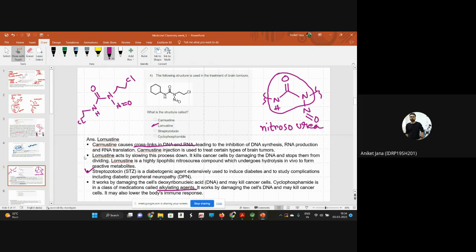And our desired one, this structure, is lomustine. It acts by slowing this process down. It kills cancer cells by damaging the DNA and stops them from dividing. Lomustine is a highly lipophilic nitrosourea compound which undergoes hydrolysis in vivo to form reactive metabolites. Okay, so this structure matches with lomustine. So option B is the right answer.